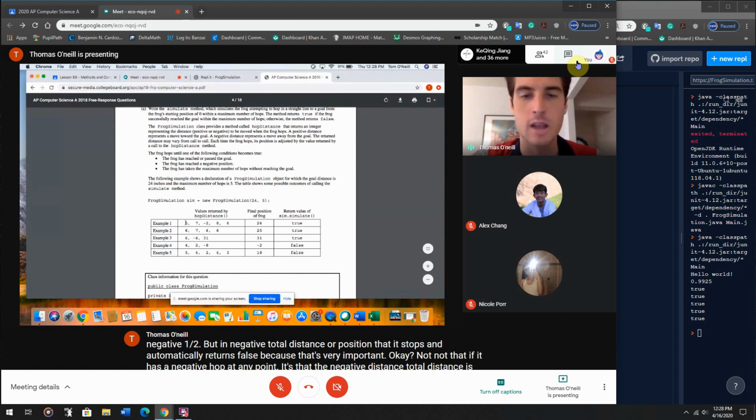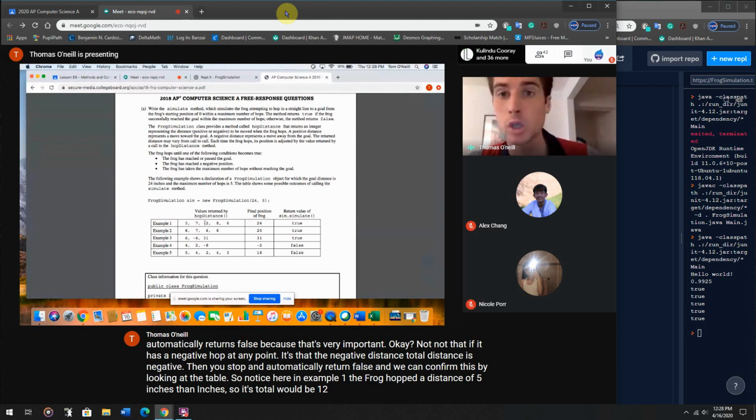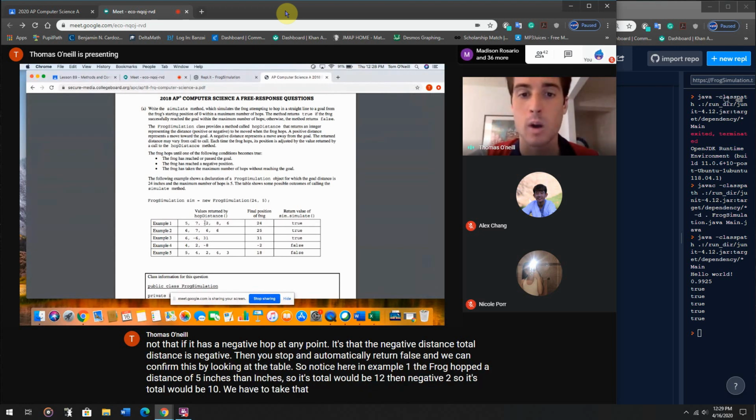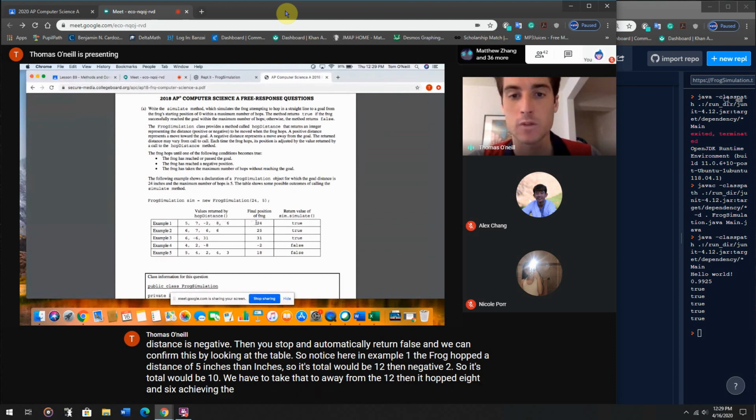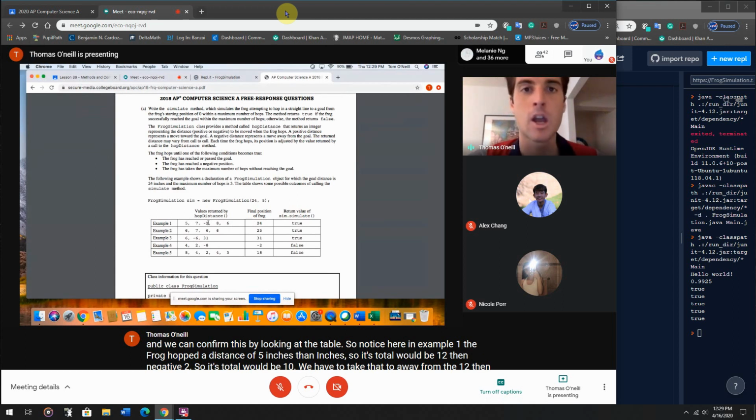So notice here in example 1, the frog hopped a distance of 5 inches, then 7 inches, so its total would be 12, then -2, so its total would be 10. We have to take that 2 away from the 12. Then it hopped 8 and 6, achieving the final position of 24 in the maximum number of hops, which was 5. So just because it had a negative hop doesn't mean you automatically return false.